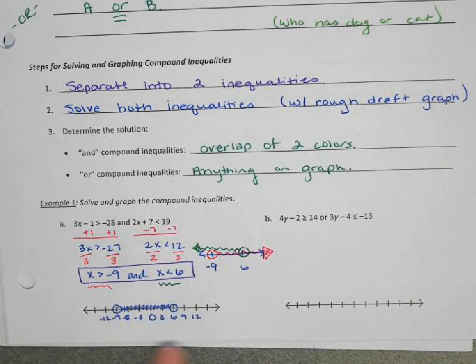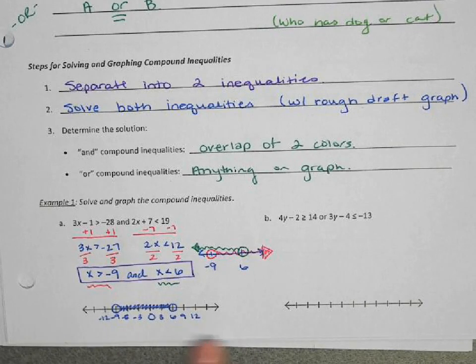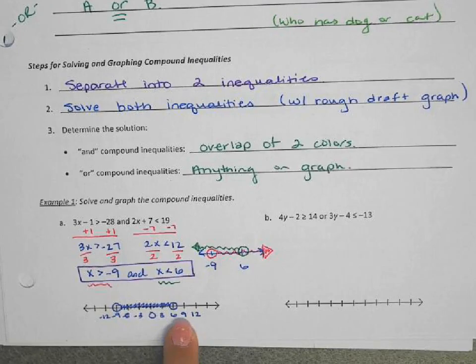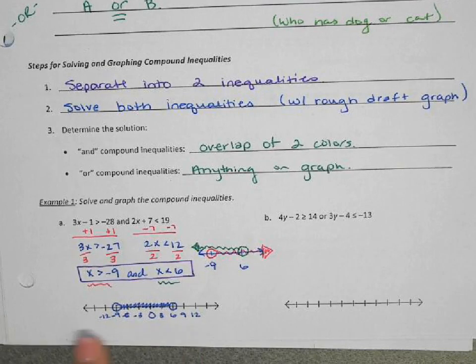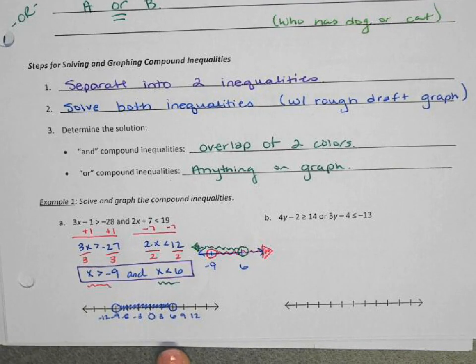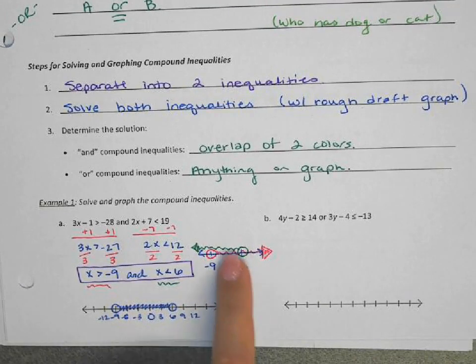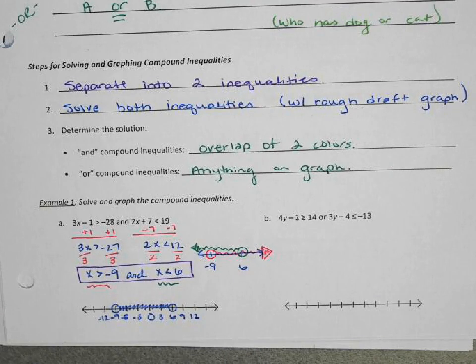So when I drew my final copy of my graph, my final solution, I needed -9 on there and 6 on there. So I made sure to come up with a good scale where I get both of those numbers. And the only place that it was green and pink was in between those two numbers, so I made sure to shade in between those two numbers.